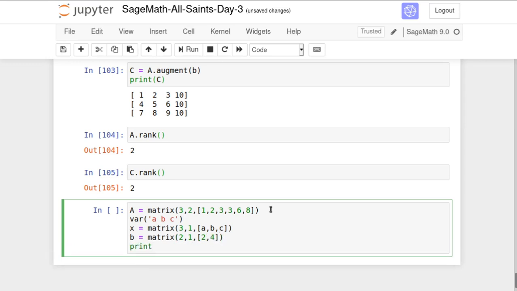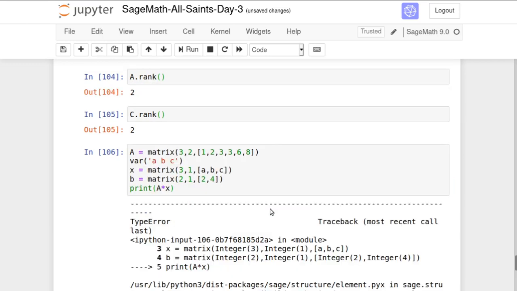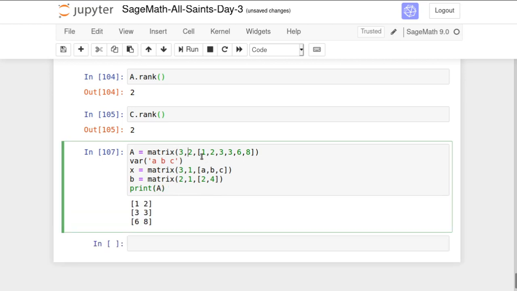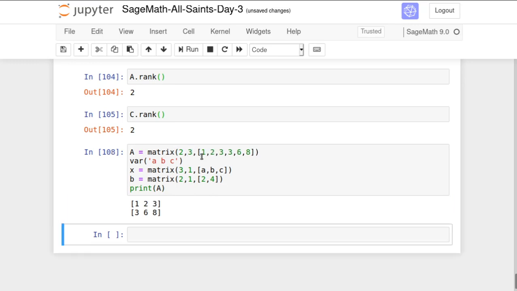Print A star x. Okay, let us see A star x. Will it go fine? Okay, print A. What is there? Let us see. We print A: 1, 2, 3, 4. Okay, we require 2 by 3, not 3 by 2. Therefore, that can be multiplied with the 3 by 1 matrix. Print A star x.